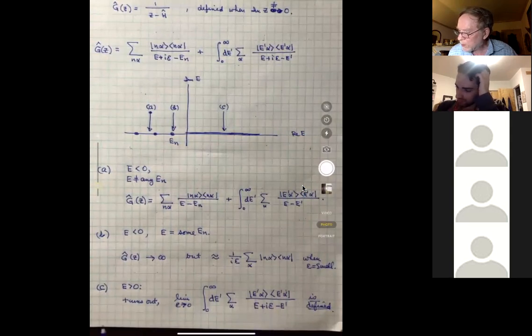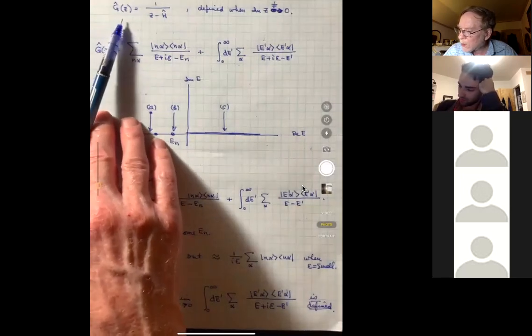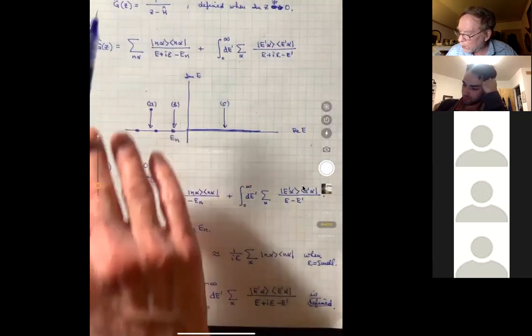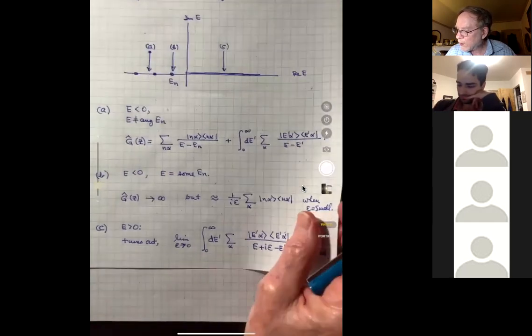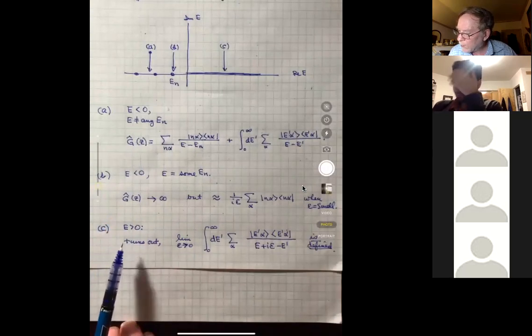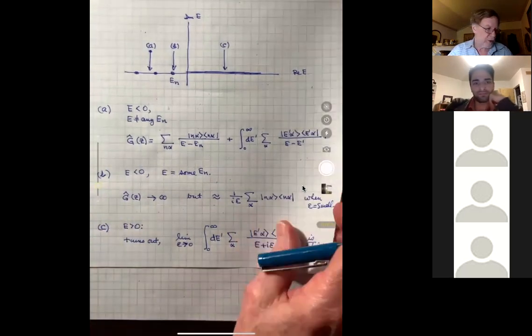In any case, to summarize, in cases A and C, in the limit as epsilon goes to zero, this G of Z is defined for all complex numbers in the upper half of the complex plane where the imaginary part of Z is not equal to zero. When we let the imaginary part approach zero from above, we find that in cases A and C the limit is defined. But in case B, when we're on a discrete energy eigenvalue, it's not defined. So, taking the limit epsilon goes to zero, we have a well-defined Green's operator as long as the energy parameter is not equal to one of the discrete eigenvalues.